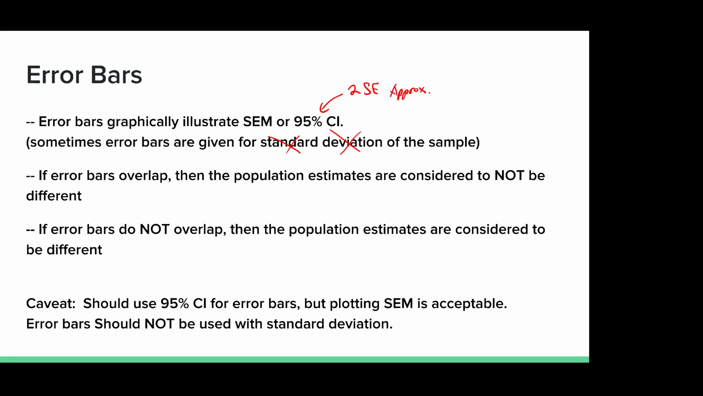Again, I took this information from a venerable textbook on the analysis of biological data, and so I'm going to go with it. But really the phrase should be suggests or hints at. We cannot really say that they are different or not different until we do an analytical statistical test. So, and I've gone over that last point already. Again, if the error bars overlap, the estimates are considered to not be different. If the error bars do not overlap, then the population estimates are likely to be different.